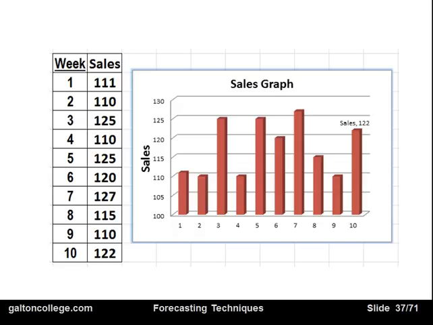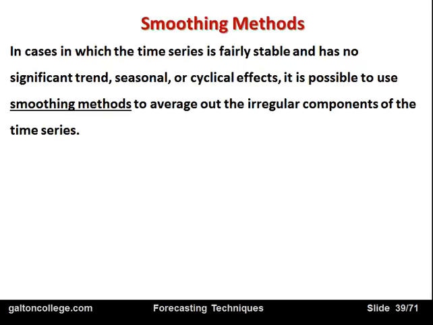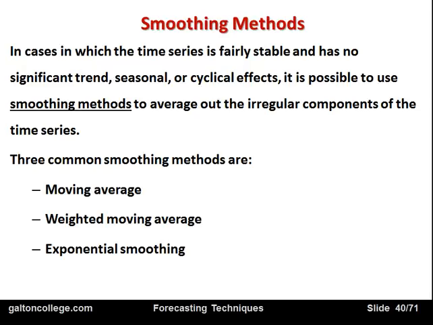So we've got our data, and we enter our data into, let's say, Excel, and we can produce a nice chart. Now let's look at the smoothing methods we've got. Well, in cases in which the time series is fairly stable and has no significant trend, seasonal or cyclical effects, it's possible to use a smoothing method to average out the irregular components of the time series. So if it has no significant trend, seasonal or cyclical effects, we may be able to get rid of some of the irregular issues. And three common approaches to smoothing are moving average, weighted moving average, and exponential smoothing.